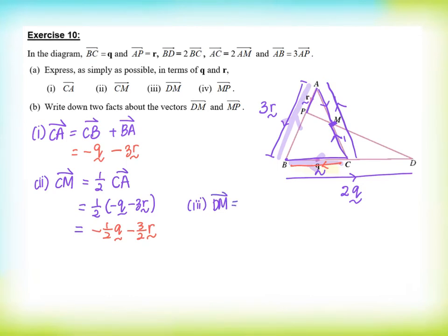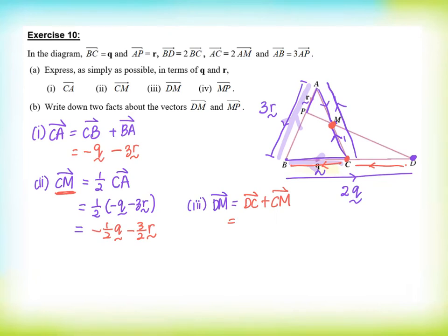Where is D? D is down here. How can I travel from D to M? Well, I know D can travel to many different points. D can travel to C. Why is that so? Because I found in part 2, C to M. So now if I travel from D to C, and I continue from C to travel to M, I will be able to get the vector DM.